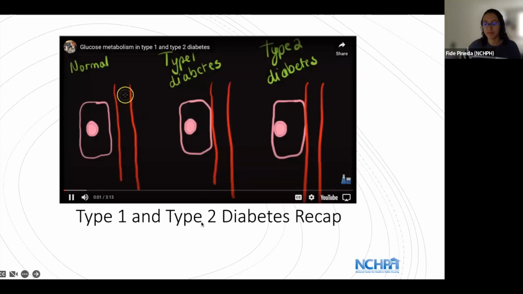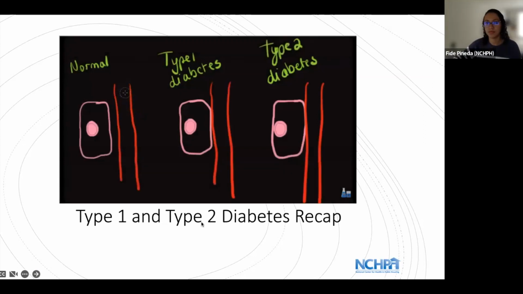This video is to illustrate the glucose metabolism that happens in a normal individual versus a type 1 diabetic and a type 2 diabetic. So in a normal individual, when glucose arrives in the bloodstream, then we have insulin that arrives along with it. The insulin will dock onto the cell right here and allow the glucose to enter inside the cell. That glucose can then be used to create ATP and drive all of the metabolic reactions. So this is what normally happens.